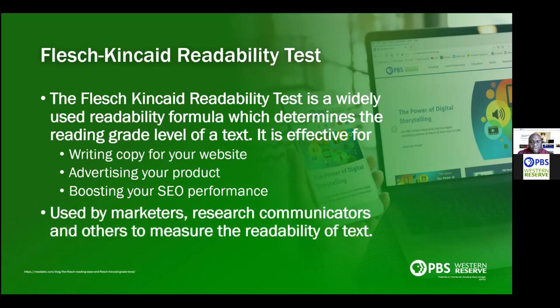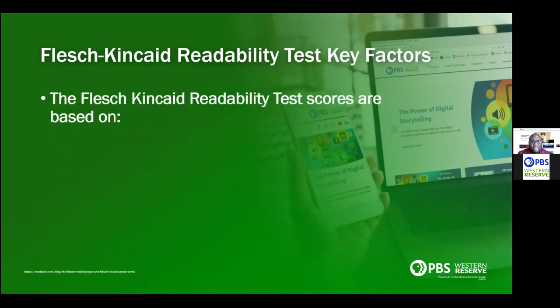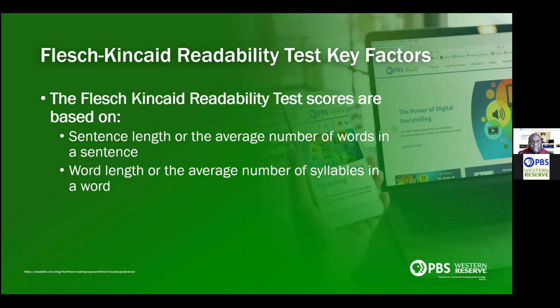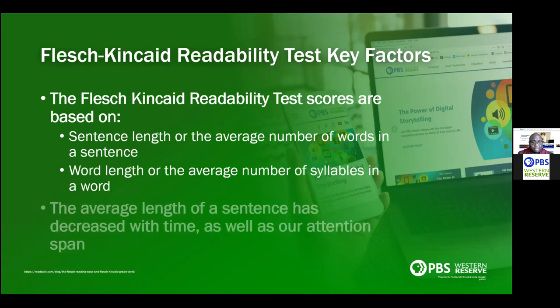Again, this is used by marketers, research communicators, and others to measure the readability of text. The Flesch-Kincaid readability test scores are based on sentence length, or the average number of words in a sentence. Keep it short, small words, short sentences. And I'm gonna give you tips on that in later slides. Word length, or the average number of syllables in a word. You really have to think hard on it, read it out loud. Matter of fact, there's a readability test plugin in Microsoft Word that will help you do this. The average length of a sentence has decreased with time as well as our attention span. Think about that. 8 seconds, how long should a sentence be?